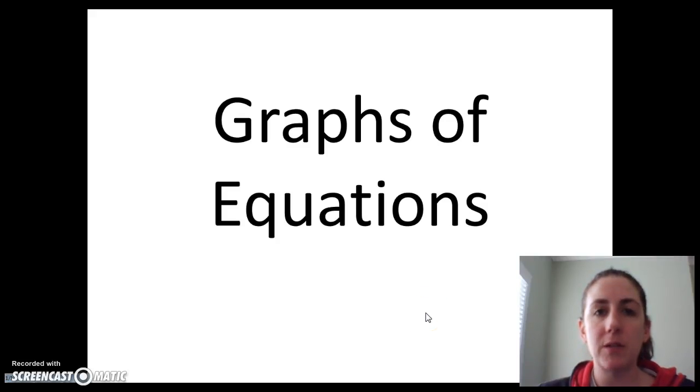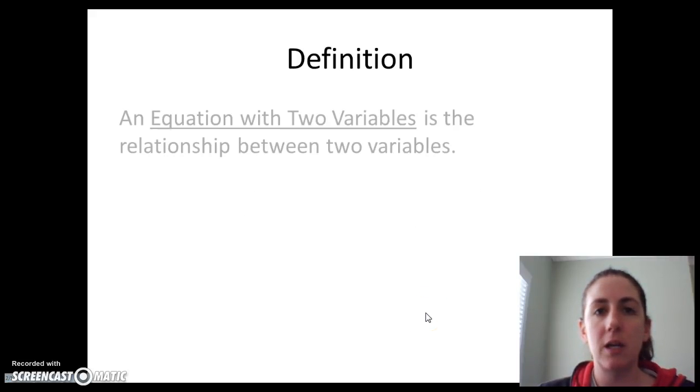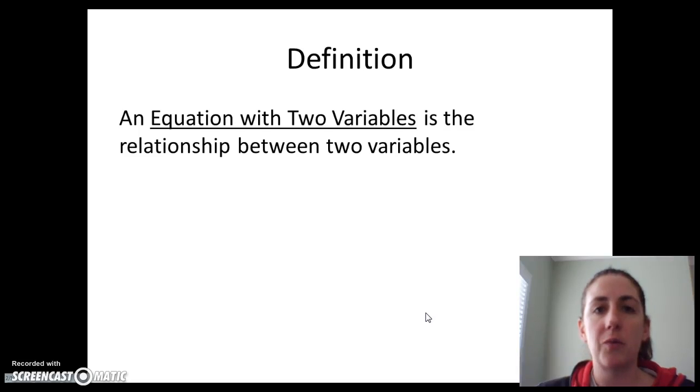Today we're going to talk about graphs of equations. We'll start with the definition. An equation with two variables is the relationship between the two variables. A variable is something that changes, where something that remains the same would be considered a constant.